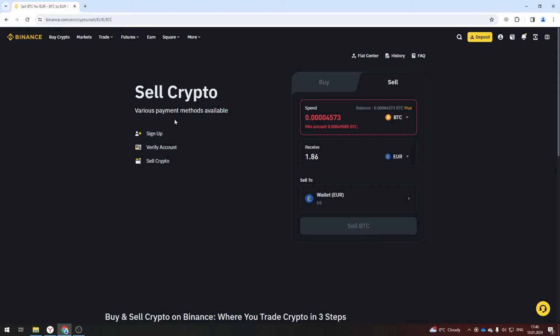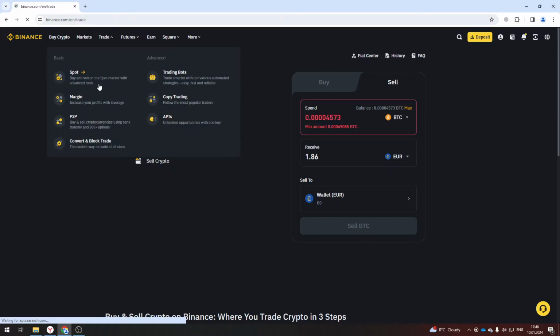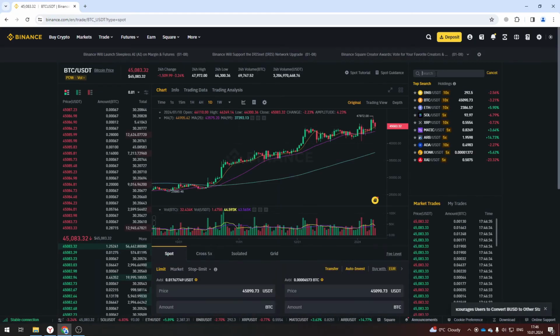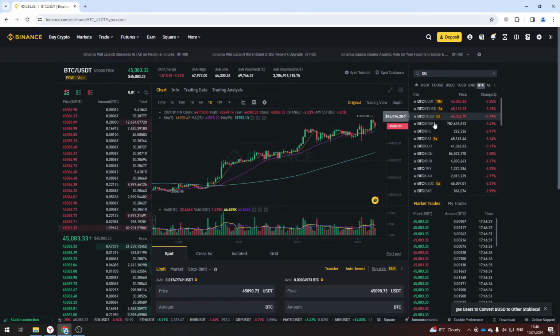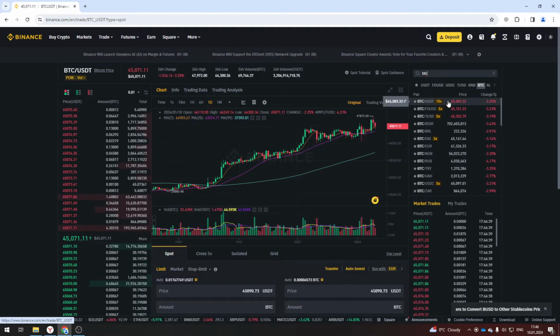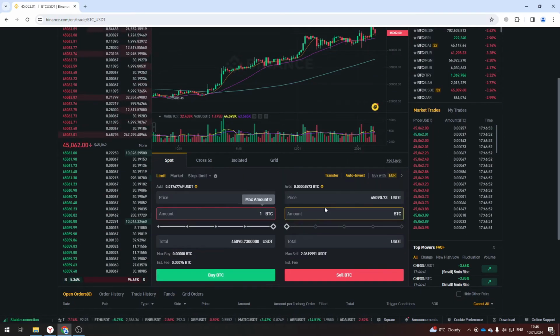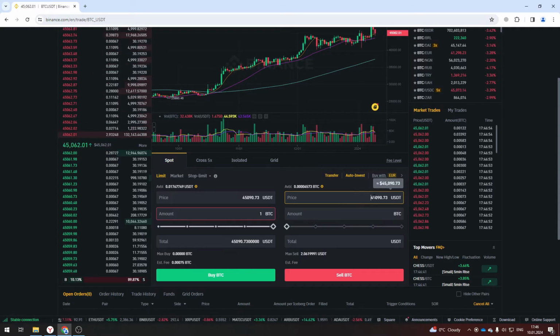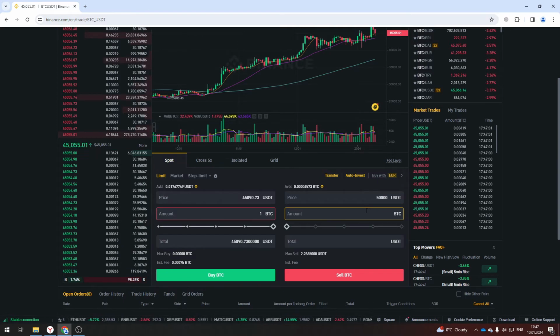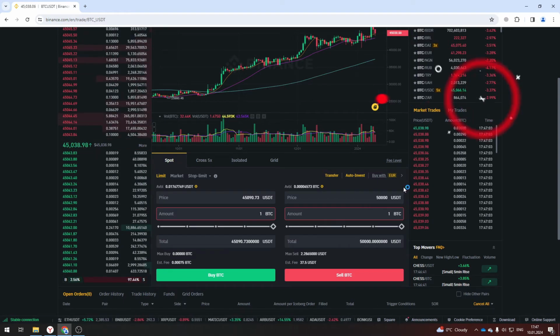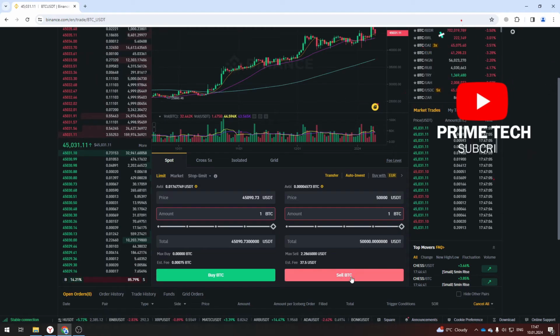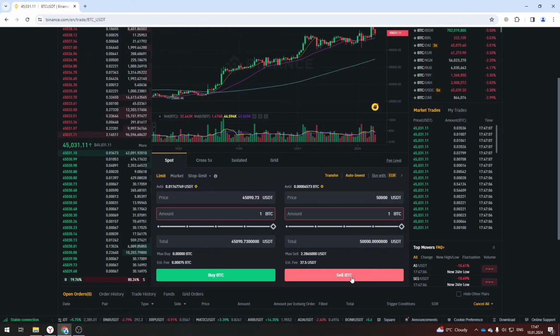Moving on to the second method, click Trade and Spot. We are looking for Bitcoin to the currency that you have in your wallet, for example USDT. In the left part we can buy Bitcoin, enter the required amount and click Buy. Here you can also sell Bitcoin. In the right part enter the sale price and amount. Click Sell. If your price differs from the market, then the transaction will be completed only when the prices match.